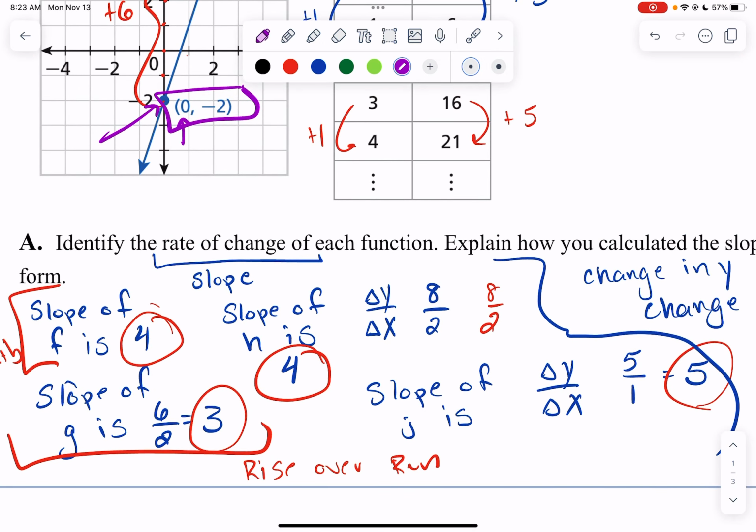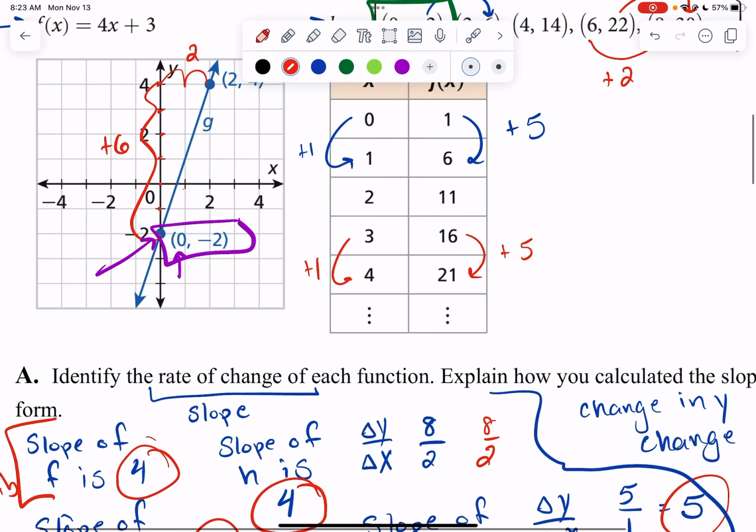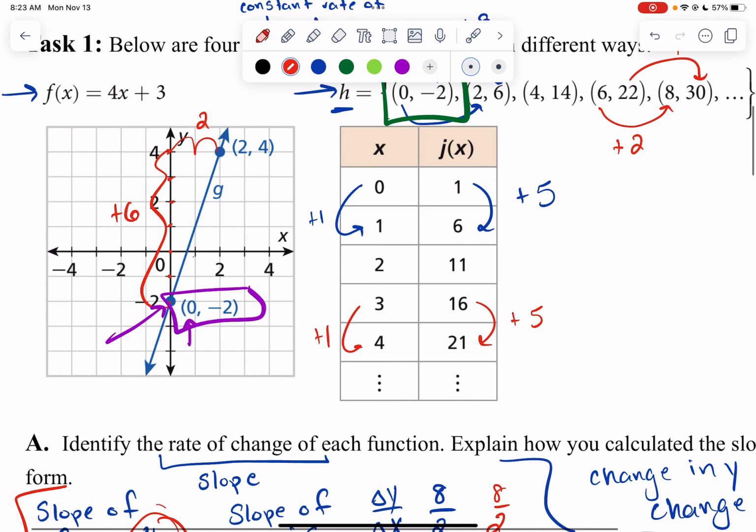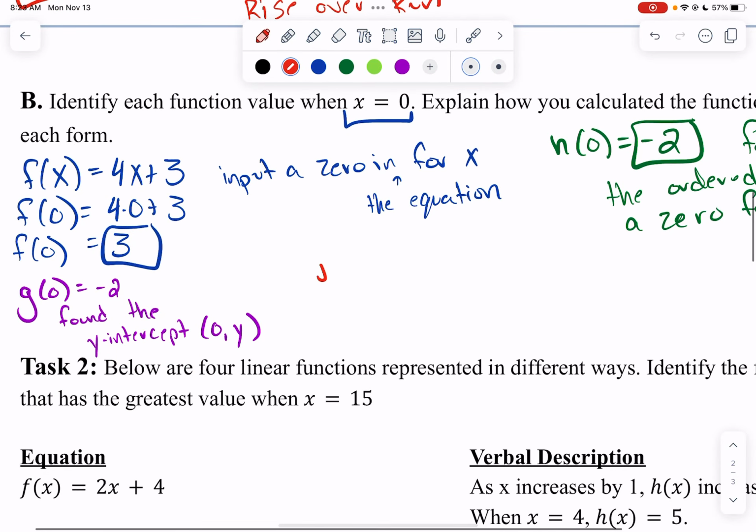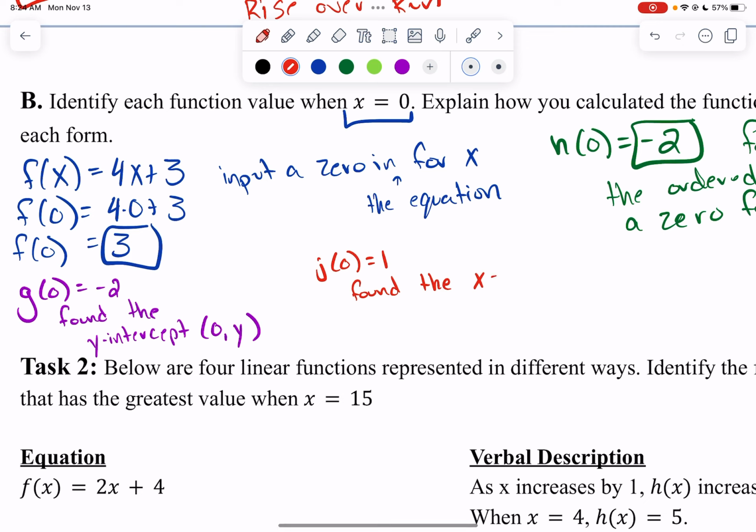Okay, last one. Here, j, input of 0, output of 1. So j of 0 equals 1. What did we do? Found the x equals 0 entry in the table.